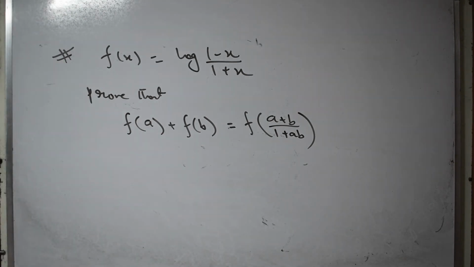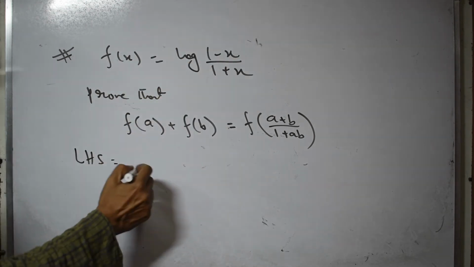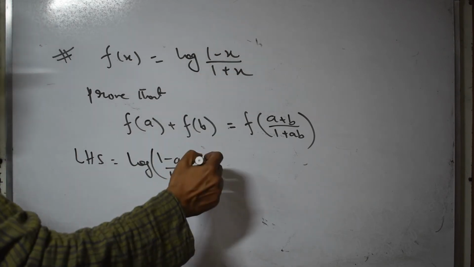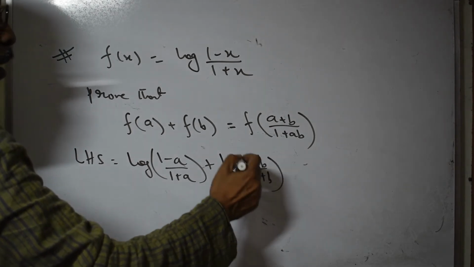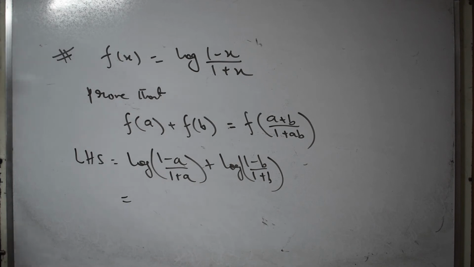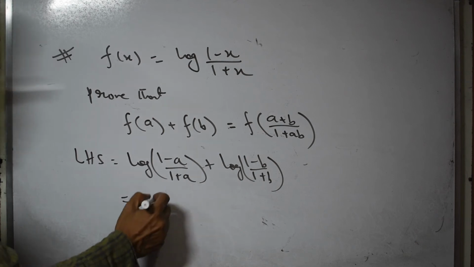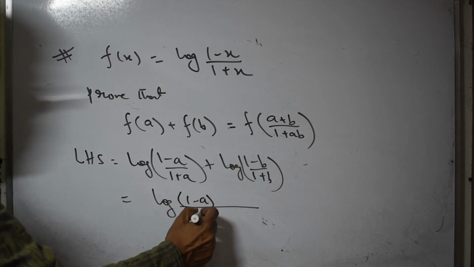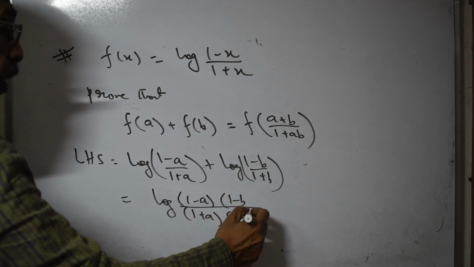This is the question. In order to prove this, we proceed from the left hand side. F of a means x is to be replaced by a: log of 1 minus a by 1 plus a. Now f of b will be log of 1 minus b by 1 plus b. Now if you add, log is added with another log when both have the same base, assuming the base of log is same, then the whole thing will be multiplied: 1 minus a into 1 minus b divided by 1 plus a into 1 plus b.